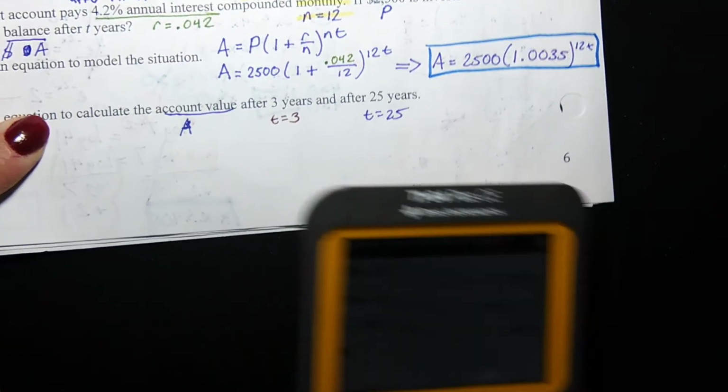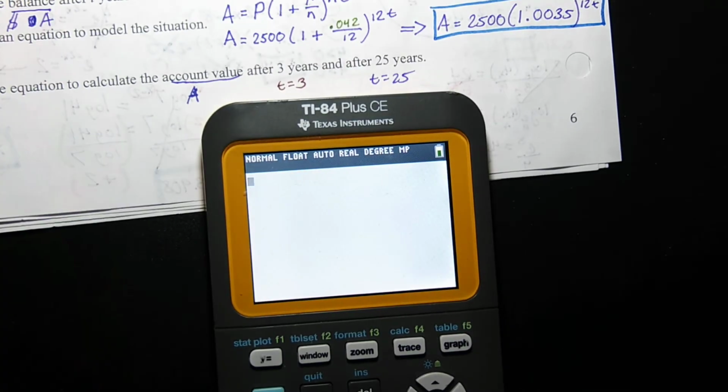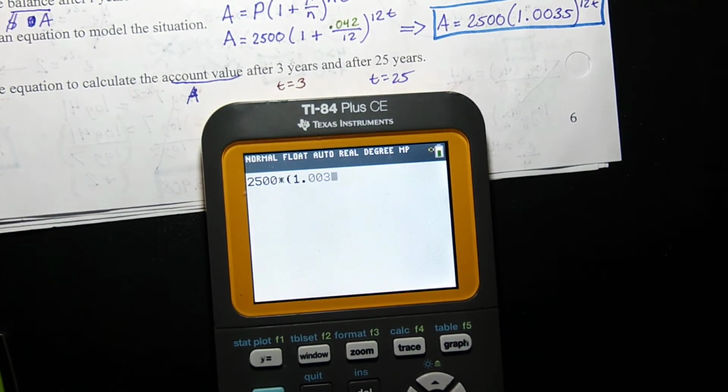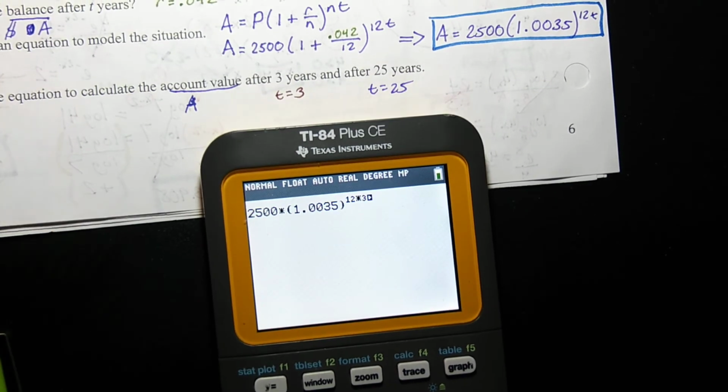So let's go ahead and type that equation in on our calculator. 2,500 times 1.0035 raised to the 12 times 3. I want everybody to try typing that in, just because older calculators, I want you to practice putting in those parentheses around the 12 times 3. Or if you're like, I don't want to do parentheses, Mrs. Carl, then just multiply 12 times 3 to give you 36 and just write that as the exponent. That's viable too.